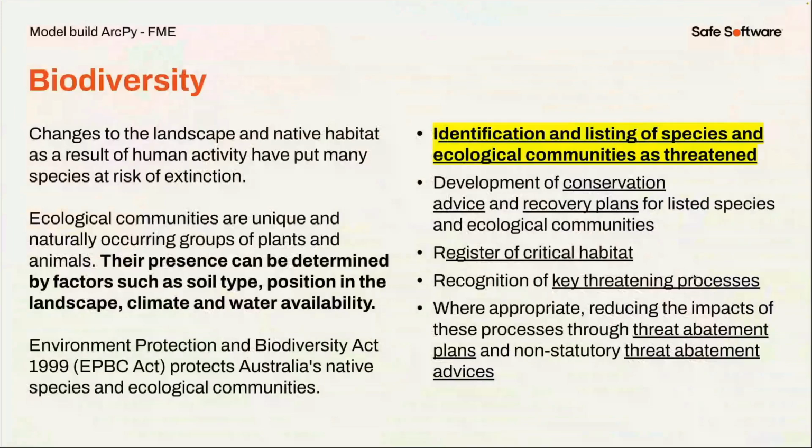So, biodiversity. Here we have our Australian government working in partnership with state and territory governments, non-government organisations, tertiary institutions and community groups to protect our native species. And this legislation is called the EPBC Act. Some of the requirements of this act require us to identify and list species of ecological communities that are threatened, amongst a whole lot of other initiatives. So this talk will look at how we examine the spatial listings of these threatened communities.